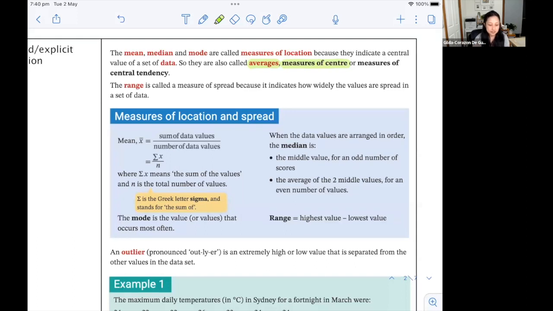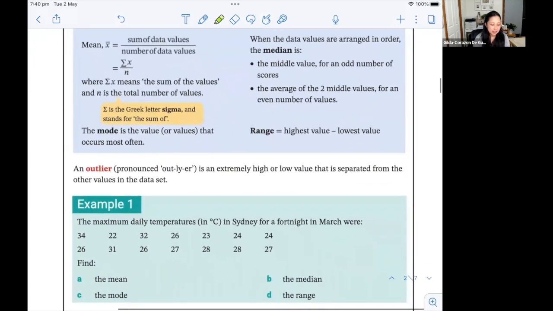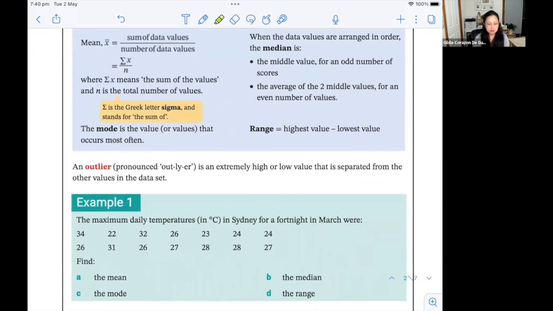The range is simply calculated by subtracting the lowest score from the highest value, right? And we did define outlier. An outlier is simply the extremely high or the extremely low value, the one that would be distorting your data, or rather your center. It pulls up your center or pulls down your center, okay?